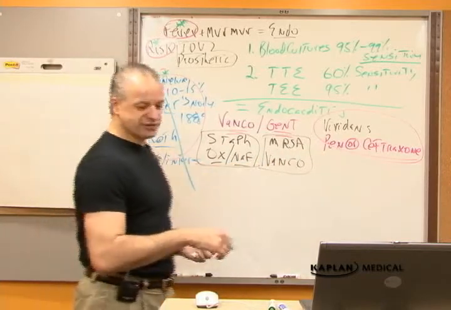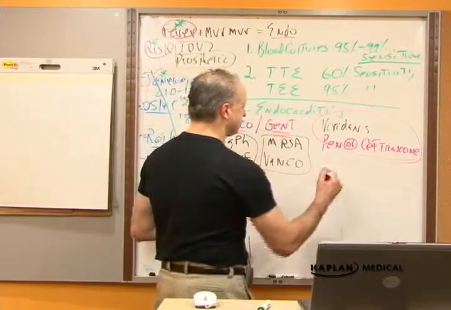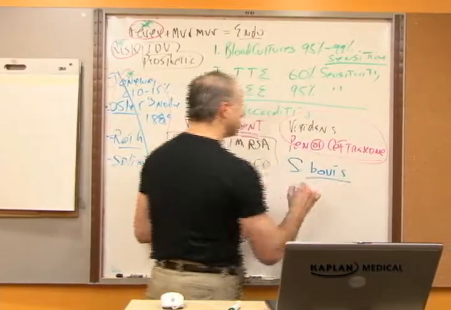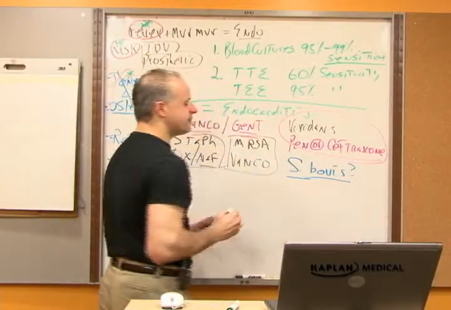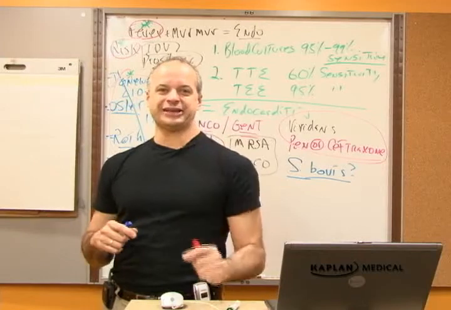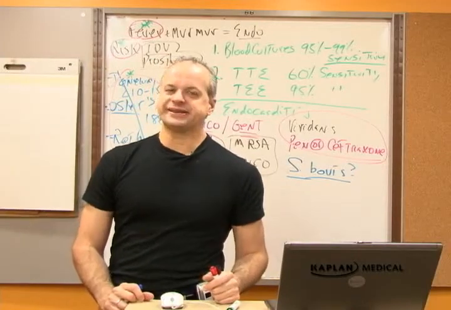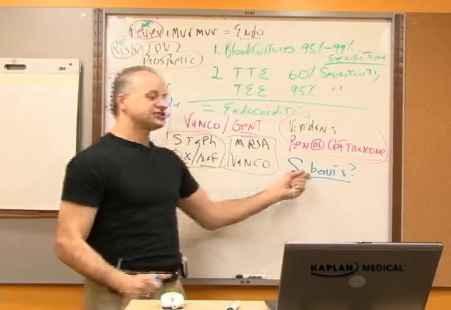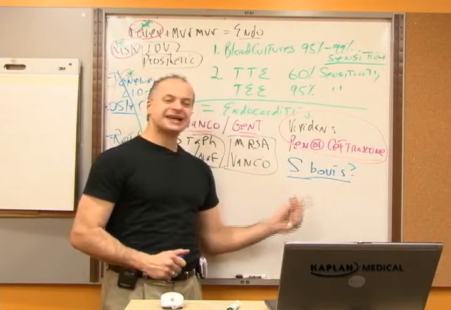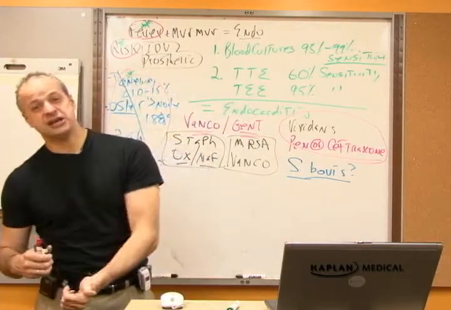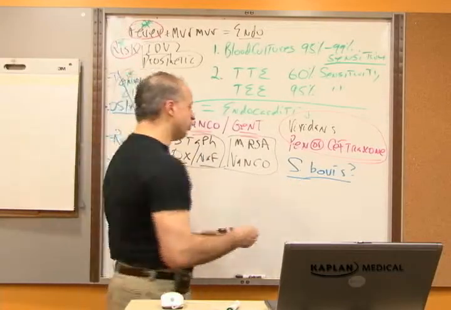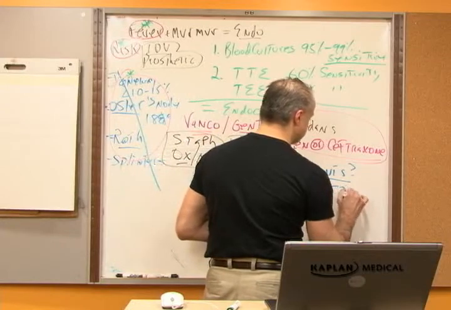What will you do differently if the person grows Streptococcus bovis? And the answer is endoscopy. Streptococcus bovis is associated with colonic pathology. So if we grow strep bovis, we will do endoscopy because it's associated with colonic cancer, with diverticuli and colon pathology. When you see bovis, it's time to scope.